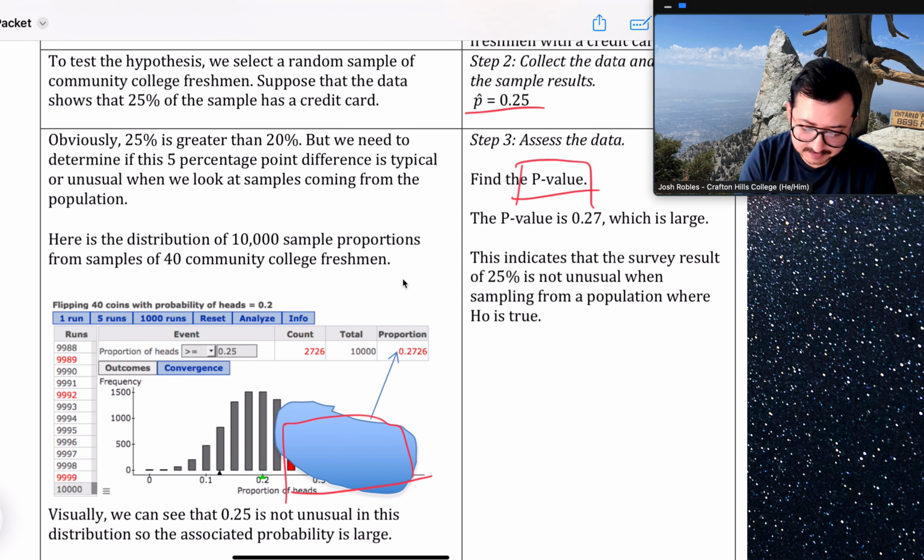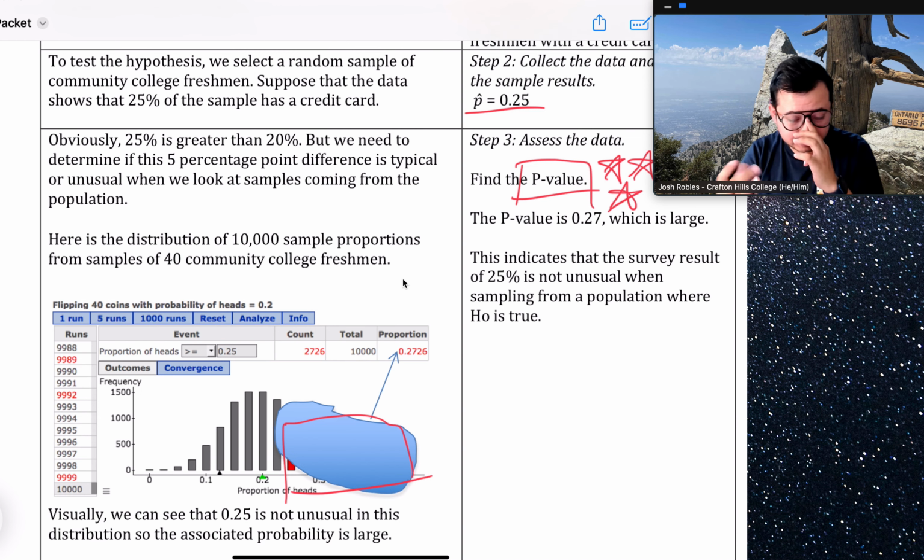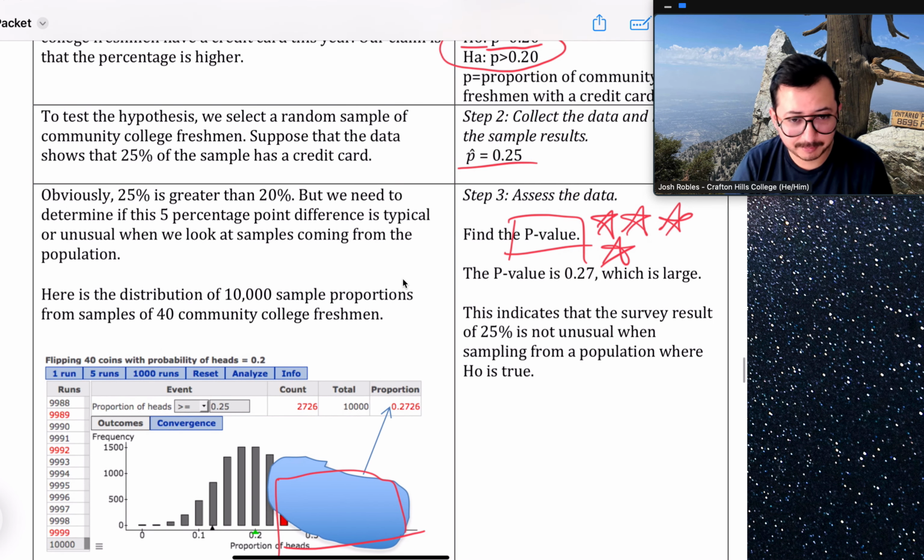This is the single most important number in the whole class. I don't know how many stars maximum I've put on anything else before, but it's this one, knowing what to do with p-values. If I could give you a single test, a single question for the entire class, it would be something about p-values.